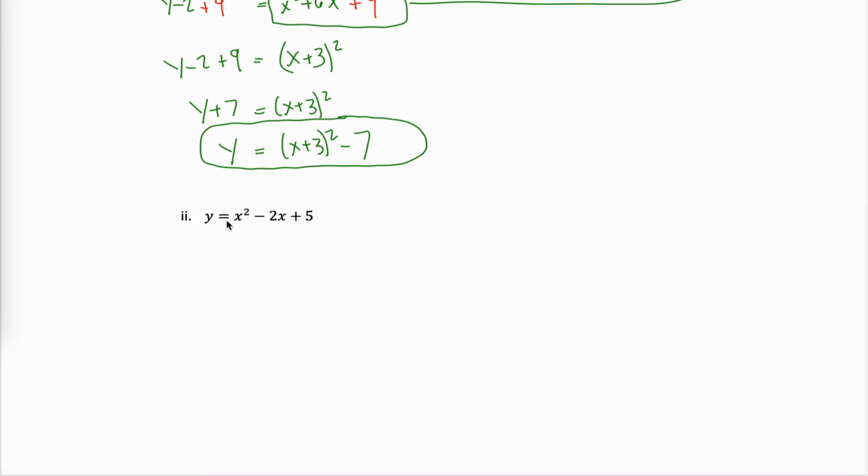You start out with y equals x squared plus or minus some number of x plus or minus some number. Your first step is to isolate the x squared and x terms. All I mean by that is get rid of this 5. Subtract it from both sides of the equation. It just gets in the way. I got y minus 5 equals x squared minus 2x.